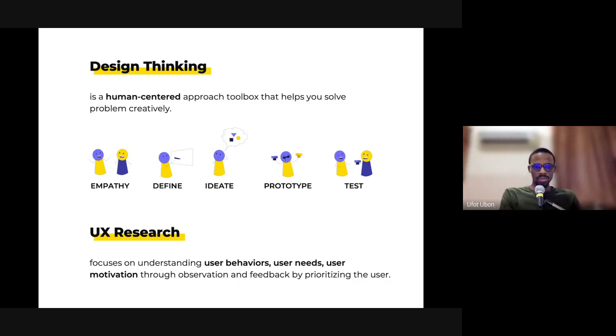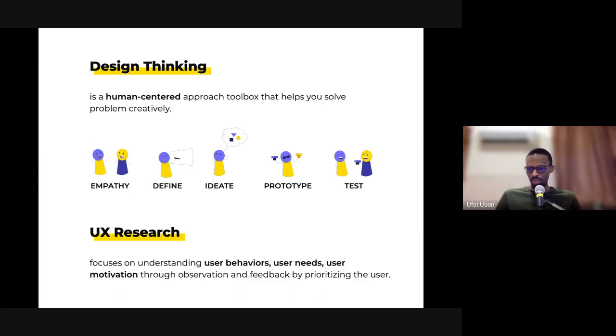But then, focus on understanding user behavior. Focus on understanding user needs. Focus on understanding user motivation, by observing the feedback that the users are giving, and prioritize.